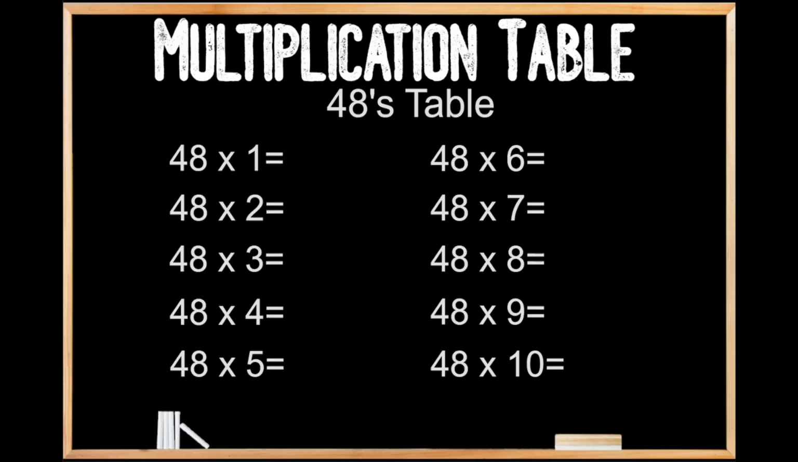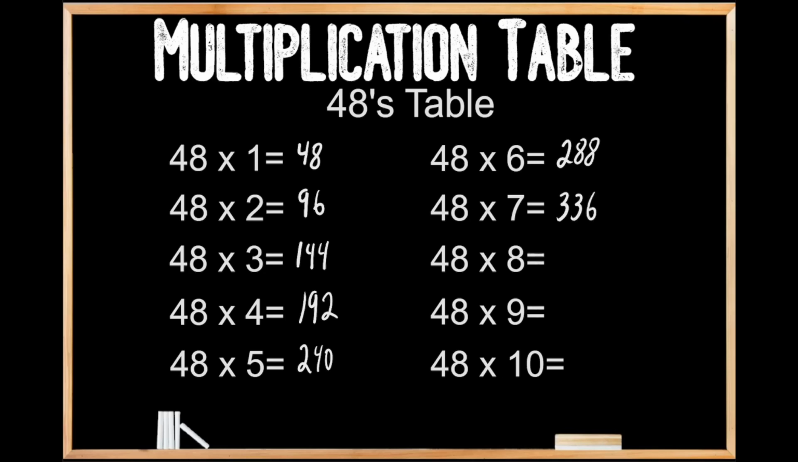48's table. 48 times 1 is 48. 48 times 2 is 96. 48 times 3 is 144. 48 times 4 is 192. 48 times 5 is 240. 48 times 6 is 288. 48 times 7 is 336. 48 times 8 is 384. 48 times 9 is 432. And 48 times 10 is 480.